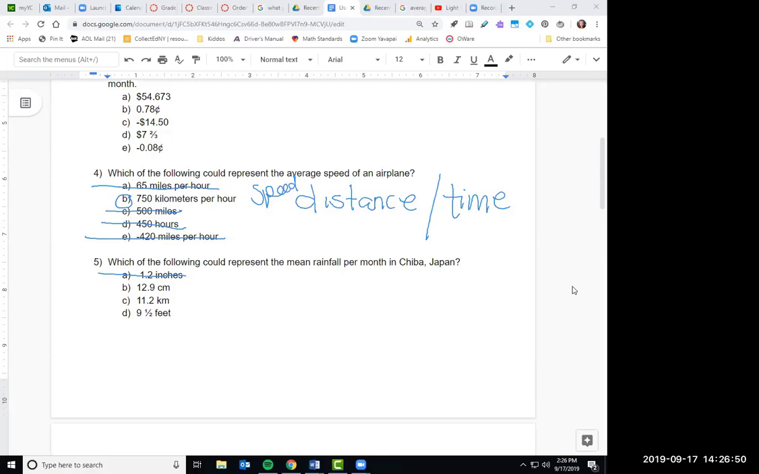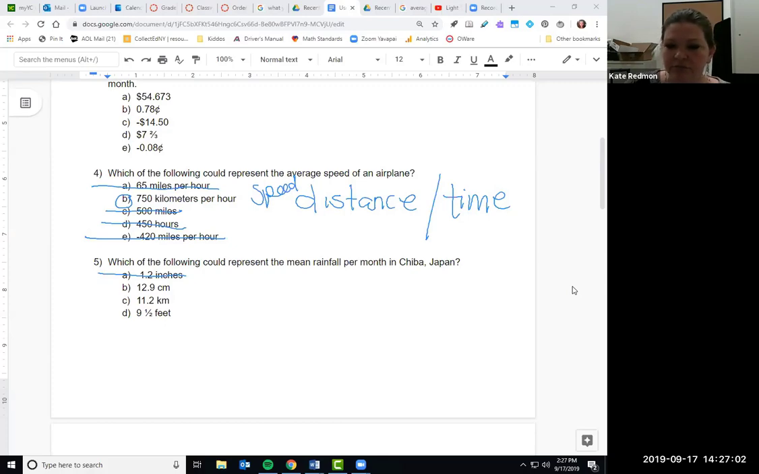I want to say D. Why do you want to rule out D as in dog? I feel like that's a whole lot of rain. That's a whole lot of rain. 9.5 feet of rain. Yeah, we'd probably be underwater at that point. Poor Chiba. We'd be sending in the Red Cross. Yeah, that's a whole lot of rain. I agree. Okay.